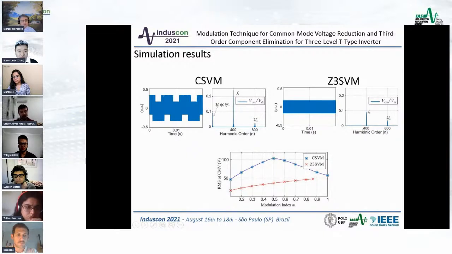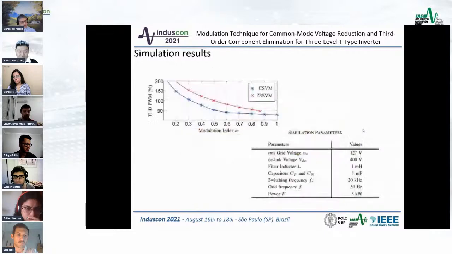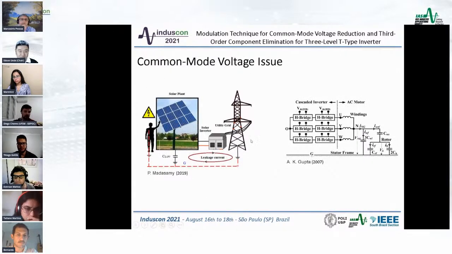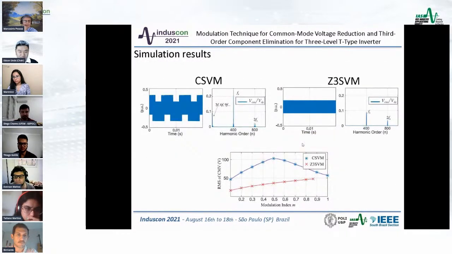So what is happening here is basically we are getting a better performance in terms of common mode voltage, but at the price of getting a worse performance in terms of differential voltage, okay? So depending on the application, this modulation strategy will not be good. But in applications where you have to consider the common mode voltage, like photovoltaic systems and motors, maybe there is a place for that. Okay.